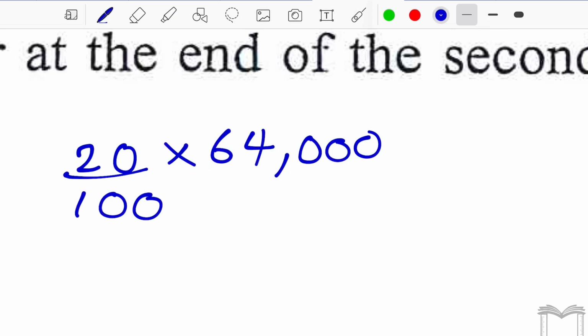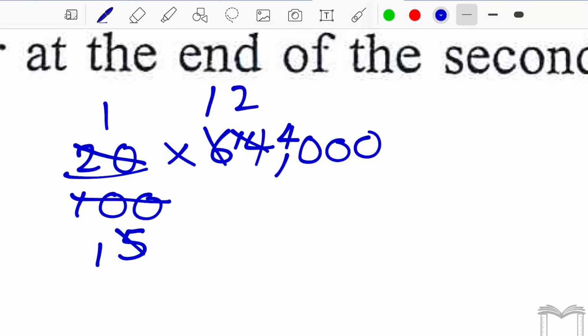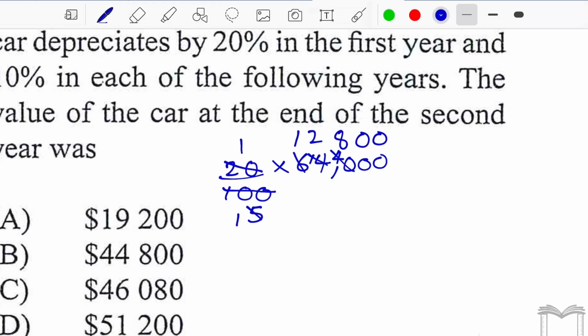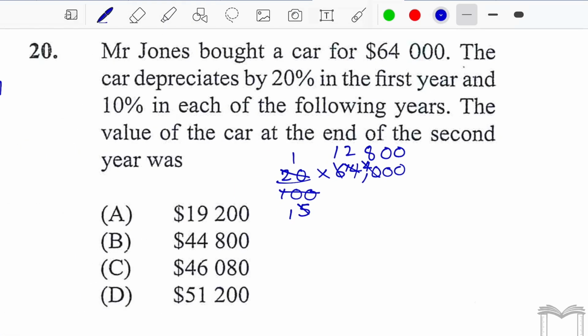Cancel the zeros. Okay, let's do 20 into 64. 5 into 5 is 1. 5 into 6 is 1. Remainder 1. 5 into 14 is 2. Remainder 4. 5 into 40 is 8. Put back the 2 zeros. So that's the first year.